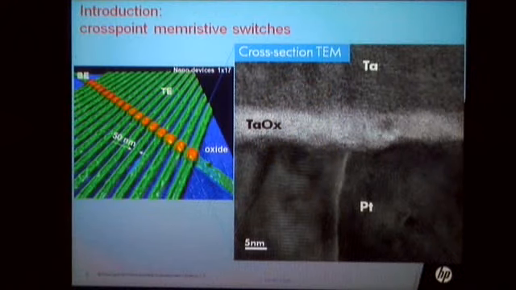First, what does the device look like? Here you are looking at 17 cross-point devices. At each cross-point there is one memristive device, and the cross-section of the device looks like this. You have the bottom metal electrode and the top metal electrode. In the middle, you have oxide material.